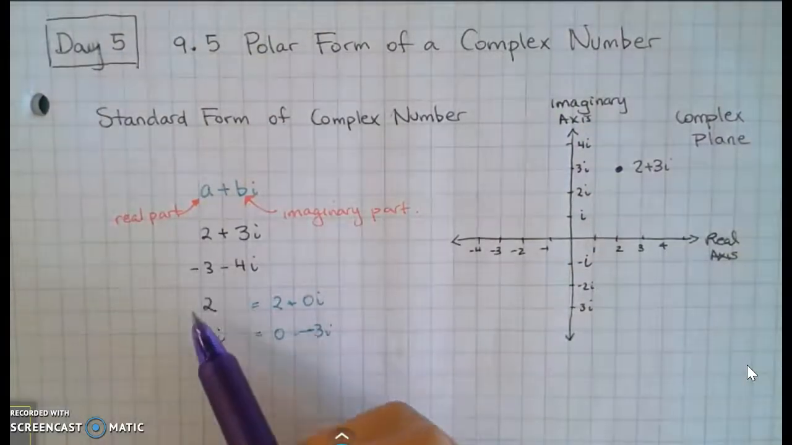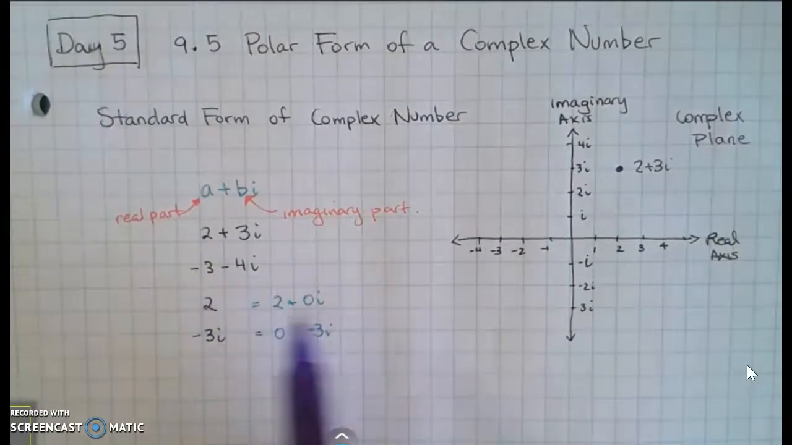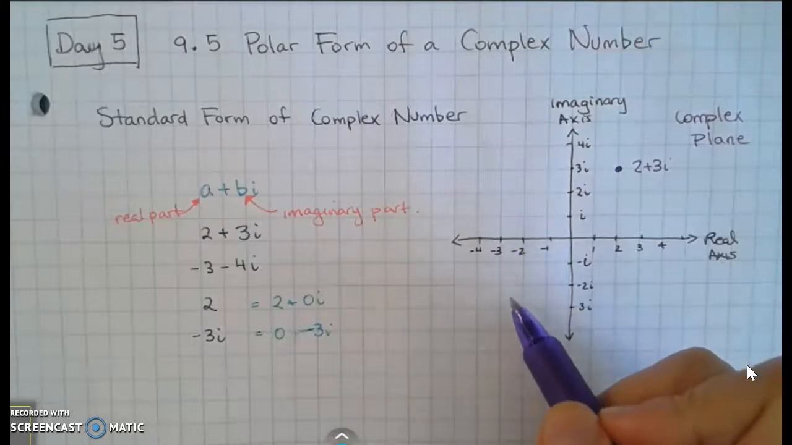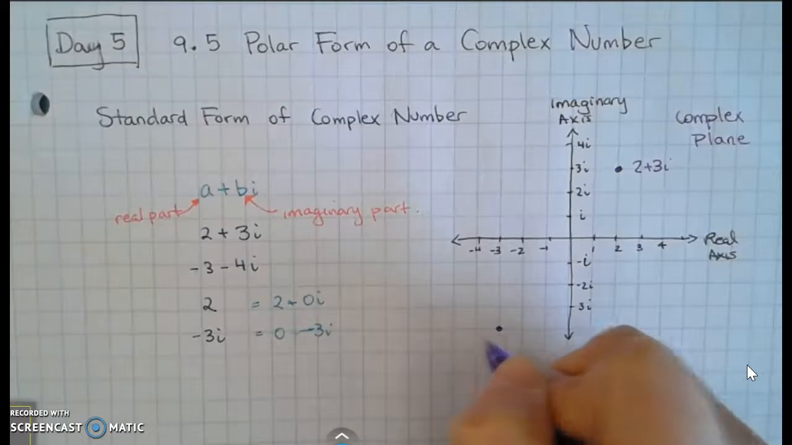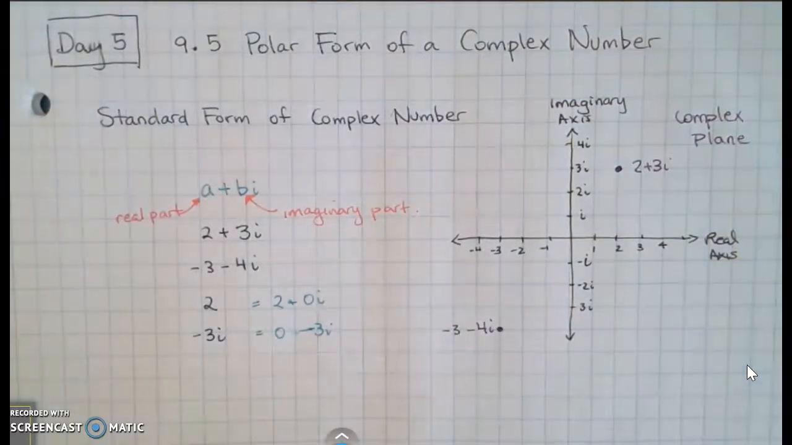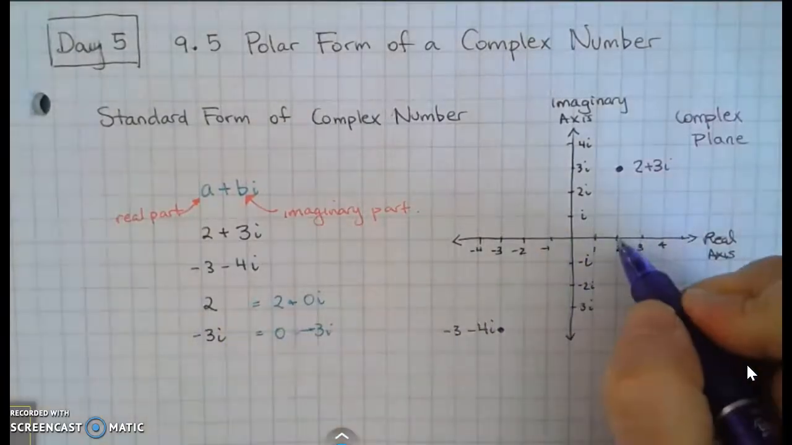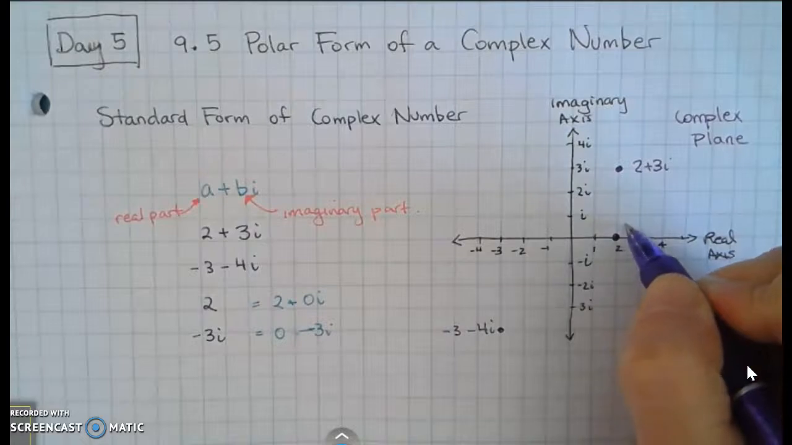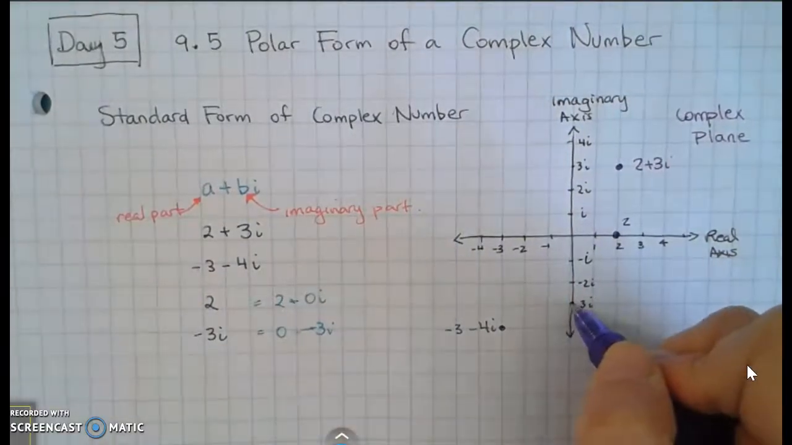Alright, so let's try to plot the other points. Negative 3 minus 4i, that means the real portion is negative 3 and the imaginary portion is negative 4i. So negative 4i will be right here. So negative 3 minus 4i will be right at this point. 2 just has the real portion only. So that means this is my 2. The imaginary portion is 0. So that's my 2. Similarly, negative 3i can be represented right here.